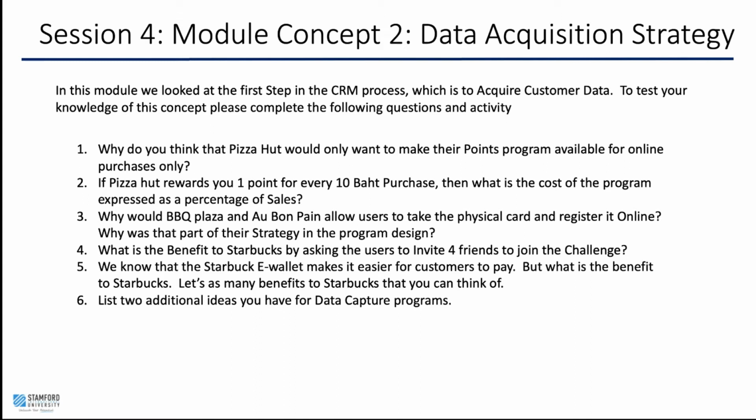Number 3, why would Barbecue Plaza and Al Bon Pan allow users to take the physical card and register it online? Why was that part of their strategy in this program design? Number 4, what is the benefit to Starbucks by asking the users to invite 4 friends to join the challenge? Number 5, we know that Starbucks e-wallet makes it easier for customers to pay, but what is the benefit to Starbucks?